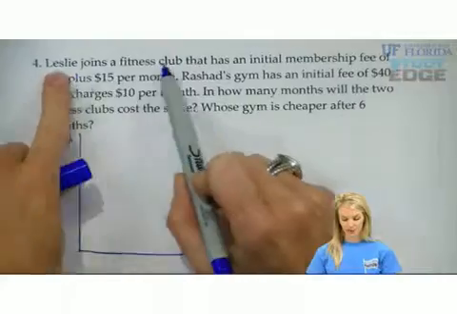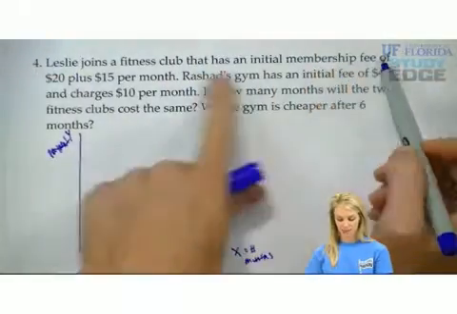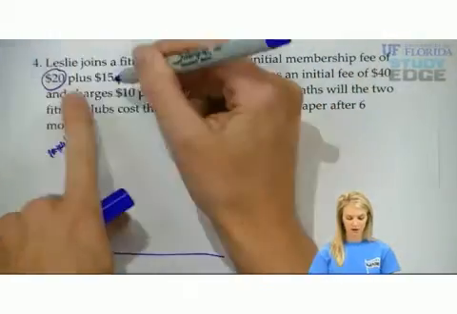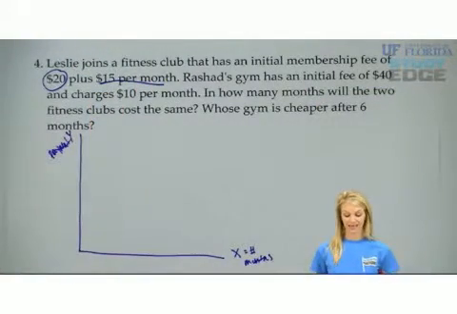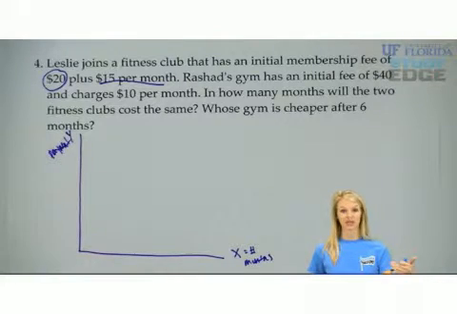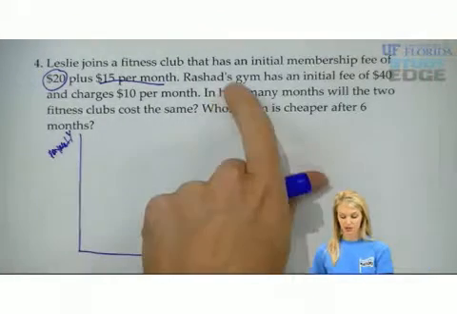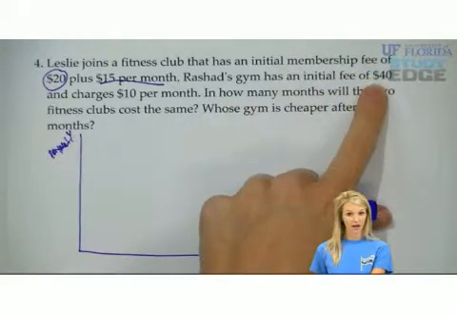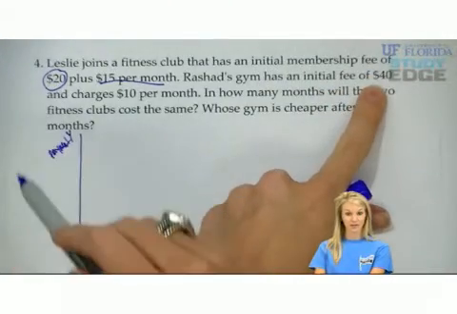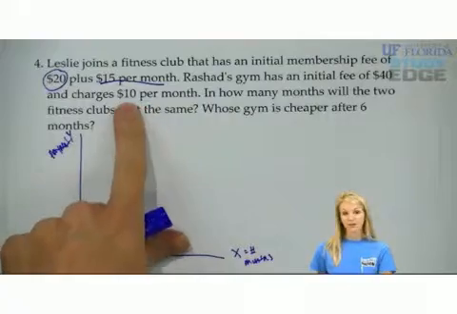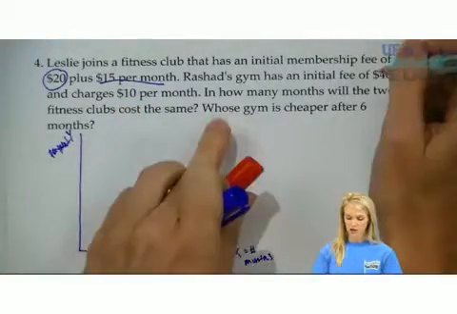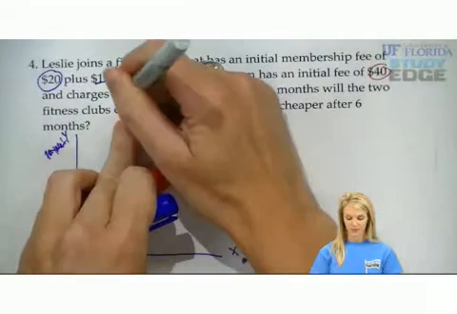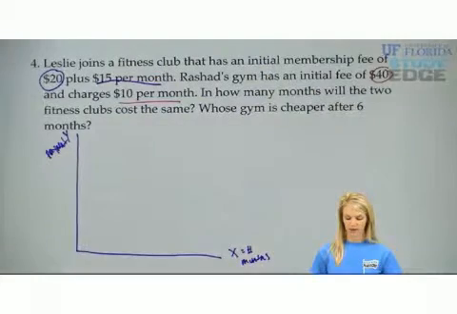Okay, so Leslie joins a fitness club that has an initial membership fee of $20 plus $15 per month. So we know that Leslie has to pay $20 just to get signed up, and then each month that she's a member, she has to pay another $15. Now Rashad's gym has an initial fee of $40. That's a higher fee than Leslie's, but the monthly fee is lower. Rashad is only being charged $10 per month.